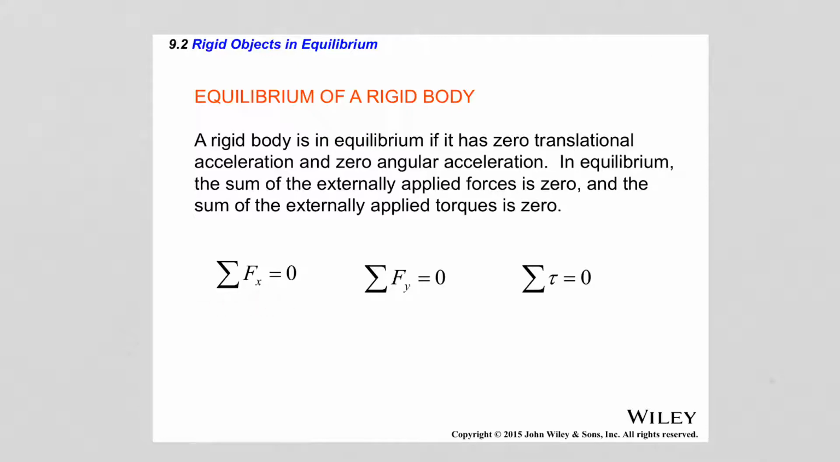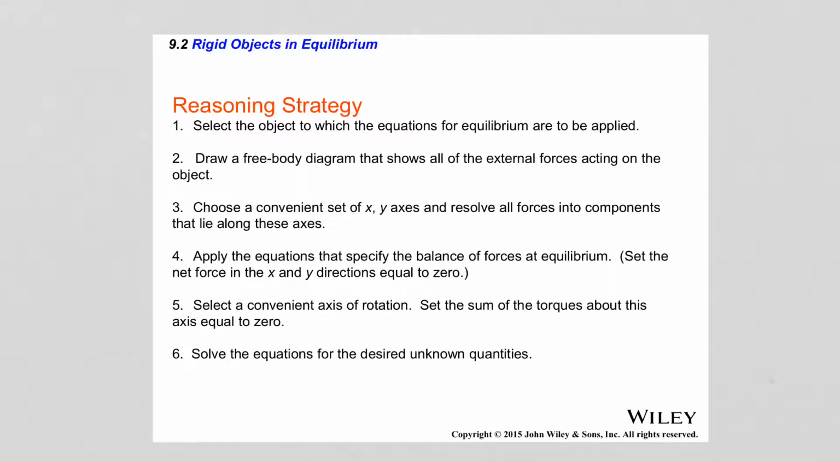Using these three conditions could help us solve various problems involving the equilibrium of objects. The reasoning strategy for solving those types of problems is to select an object to which the equations of equilibrium are to be applied. Then draw a free body diagram that shows all of the external forces acting on the object. Then choose a convenient set of x and y axes and resolve all forces into components that lie along those axes.